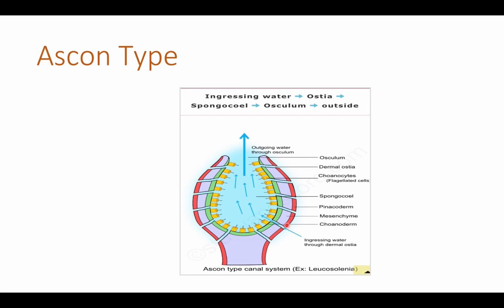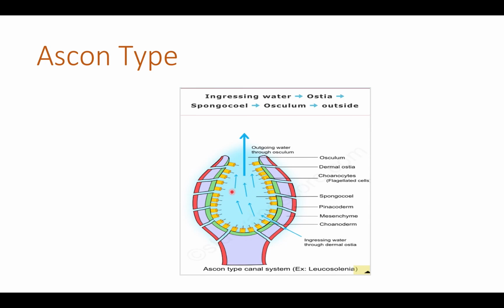In it, the body surface is perforated by a large number of minute openings called incurrent pores or ostia. So here you can see these are the dermal ostia, or incurrent pores. These pores are intracellular spaces within tube-like cells called porocytes, and they extend radially into the mesenchyme and open into the spongocoel. So see, these are dermal ostia and they open into the spongocoel.